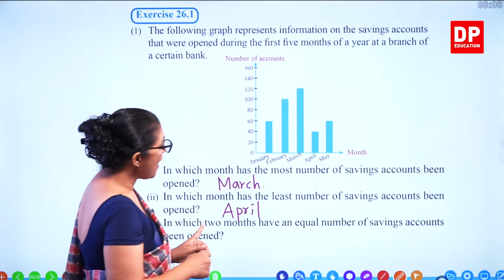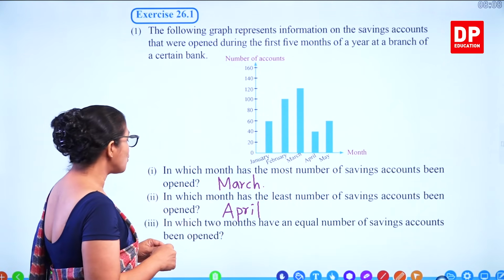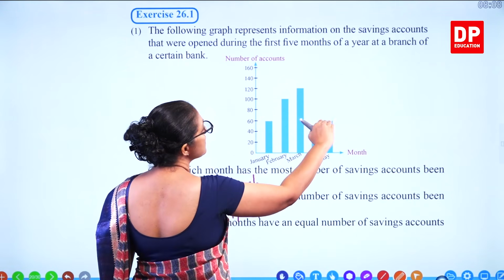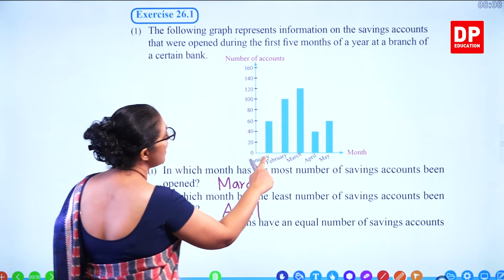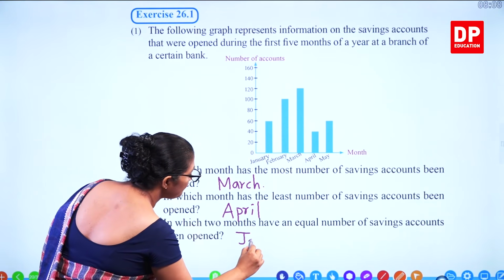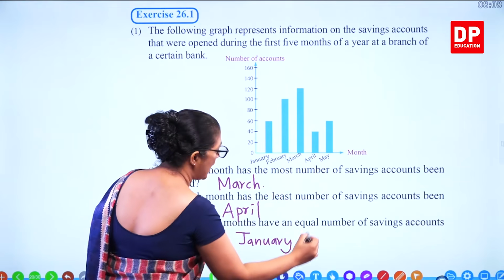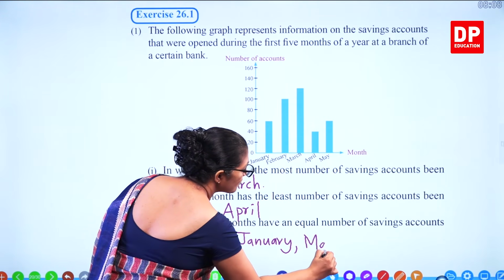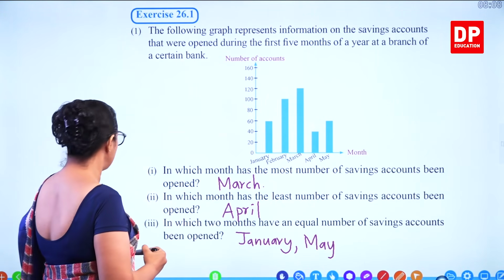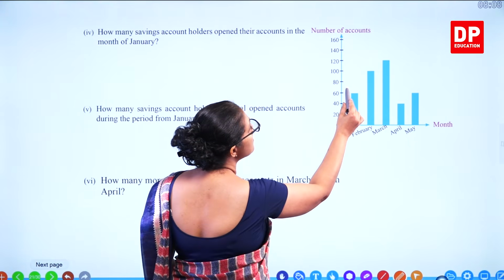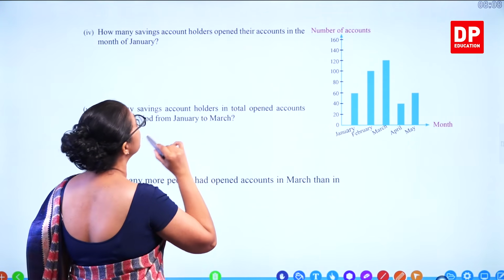In which 2 months have an equal number of savings accounts been opened? Equal number, can you see? These two bars are the same height. That's in January and May. How many savings account holders opened their accounts in the month of January? January is here, 60 accounts.